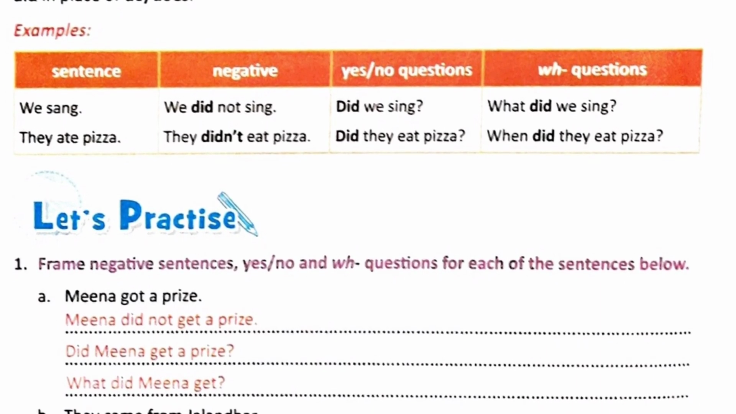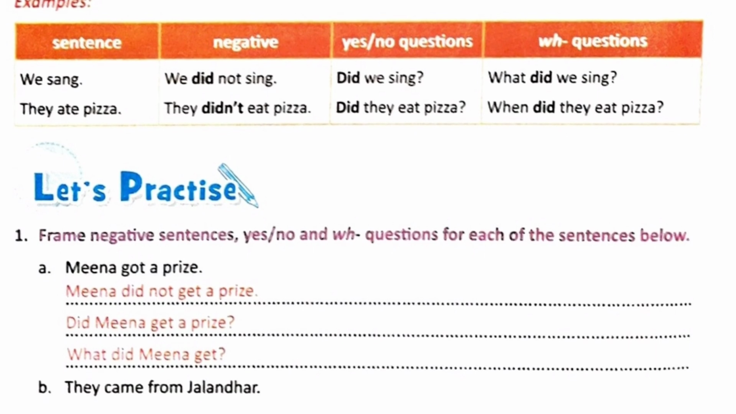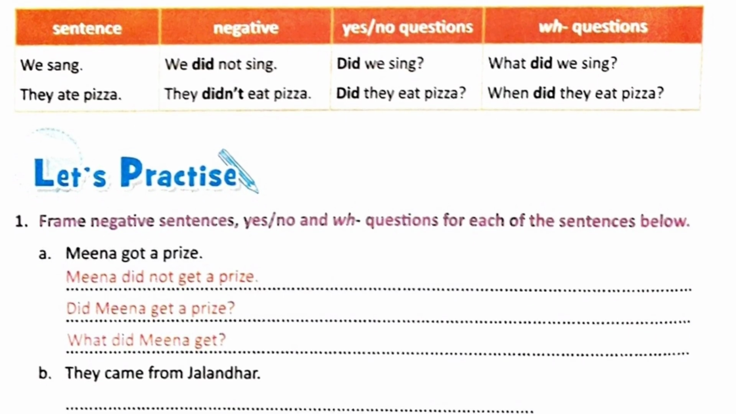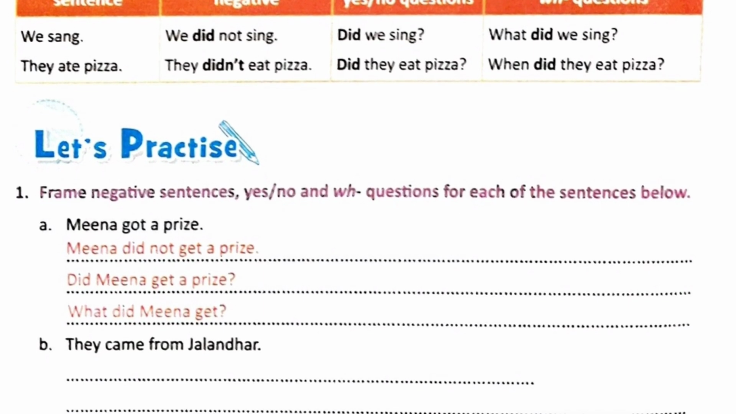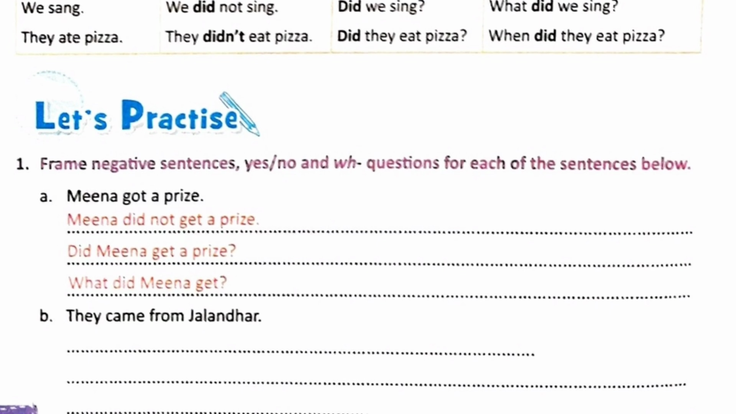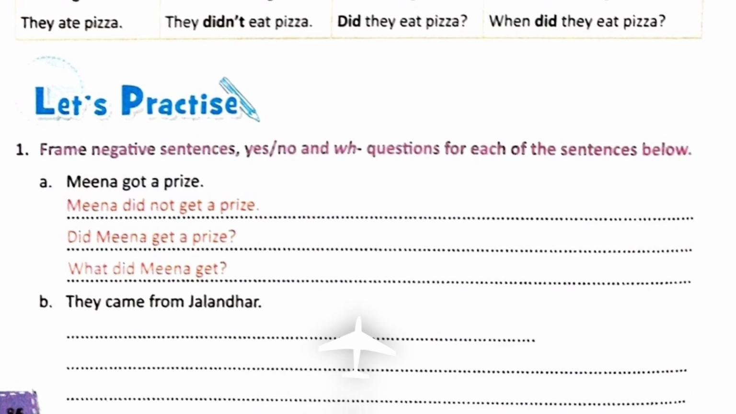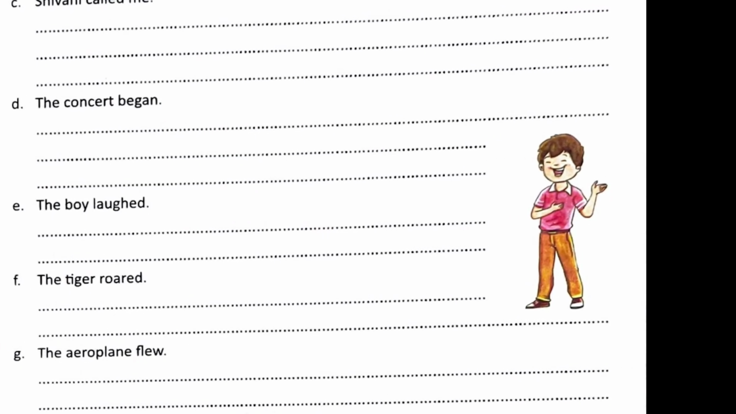Again, please notice that we are using the root form of the verb with "did" and we do not write "got" with "did." The second, that is the yes-no question, will be "Did Meena get a prize?" And the WH question could be "What did Meena get?" So this way you have to complete the answers of B to G part.